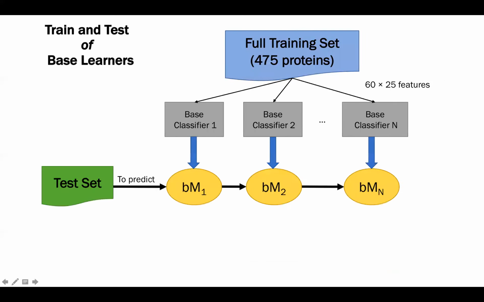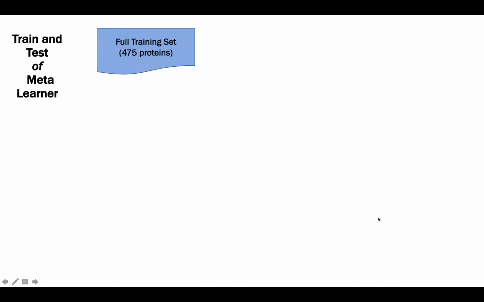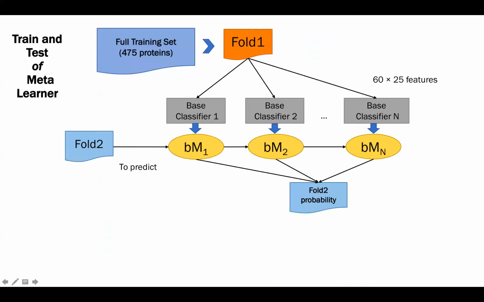You feed your test set, and then you have your outputs here. However, the train and test of the meta learner is not that straightforward. Here, what we did is we split our training set into two different folds. And then we fed the first fold into the base classifiers, and we have one set of base models. And we fed fold 2 to predict, and we have the output probabilities of fold 2.